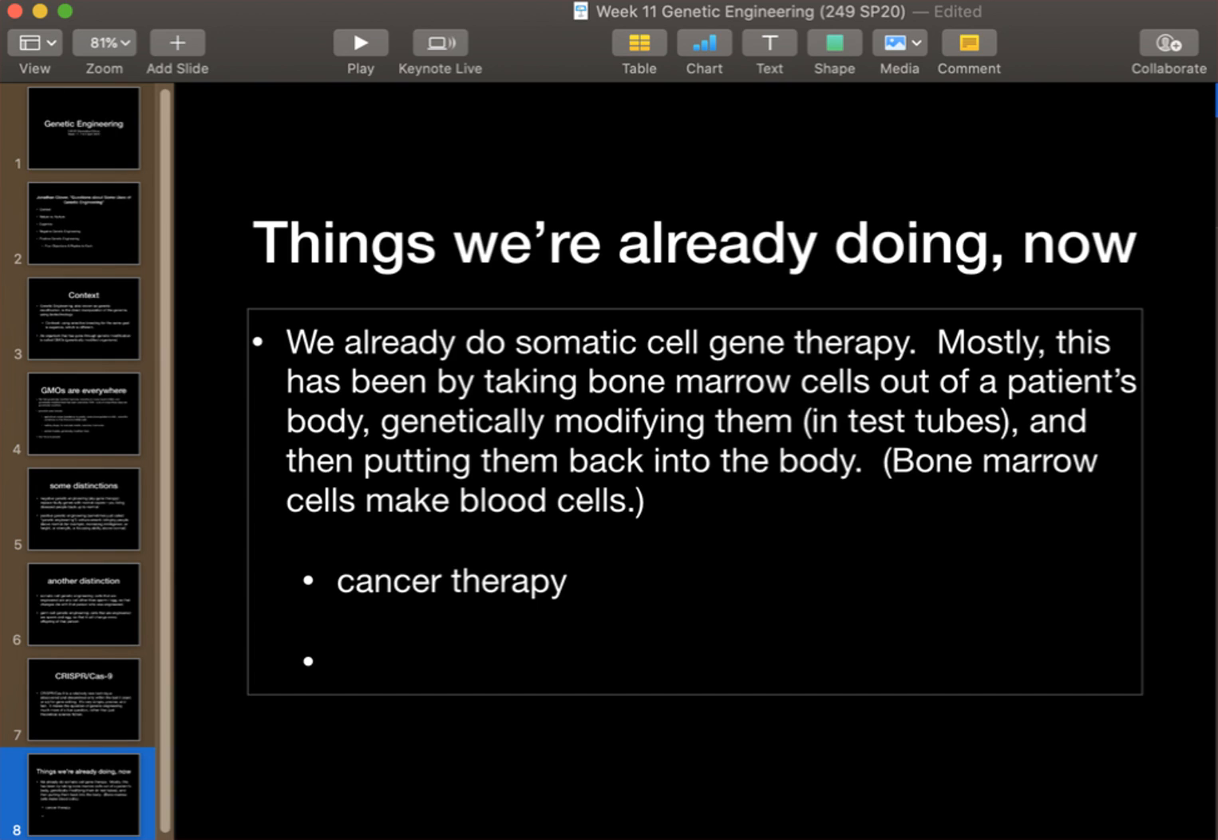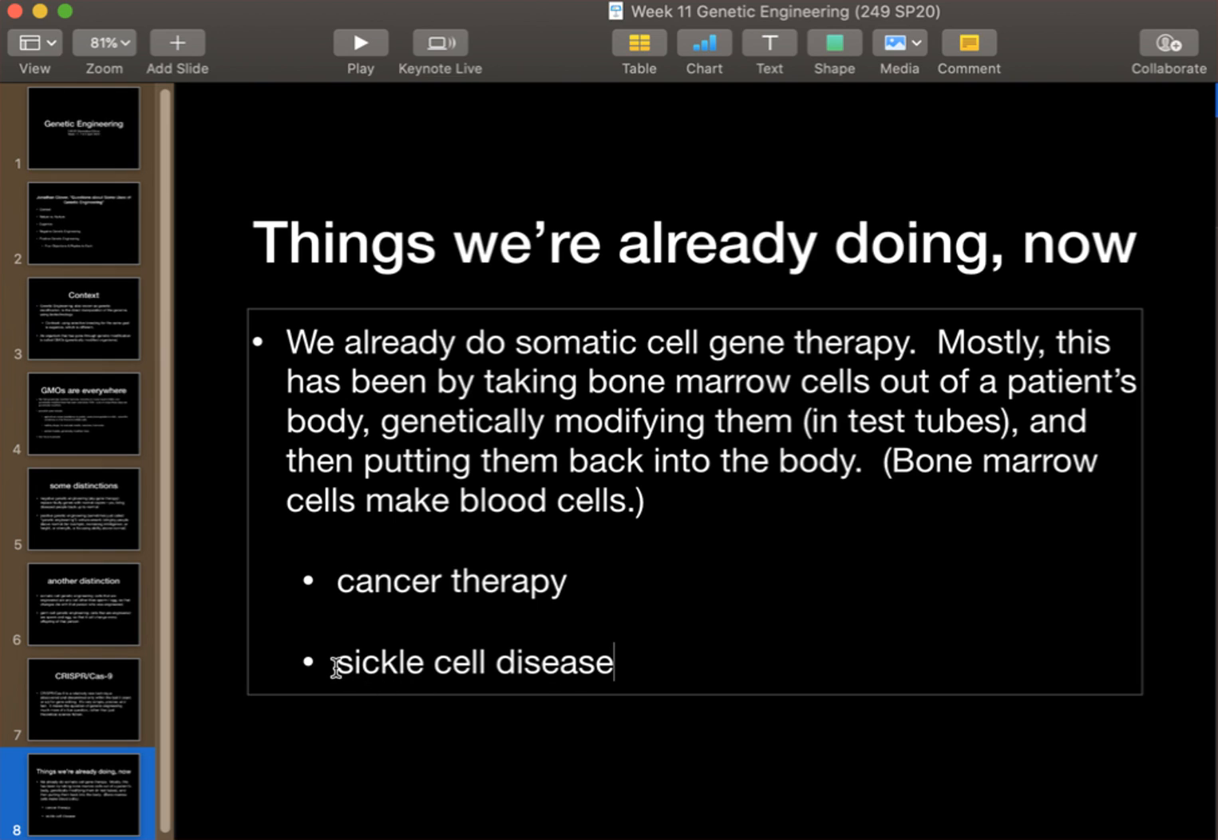Another example of this, that I just heard an interview about maybe a month or two ago on NPR, about sickle cell disease. They interviewed a woman who they were taking bone marrow cells out of and editing the genes for that bone marrow, and then putting those cells back into her own body. And then those cells would produce new red blood cells.